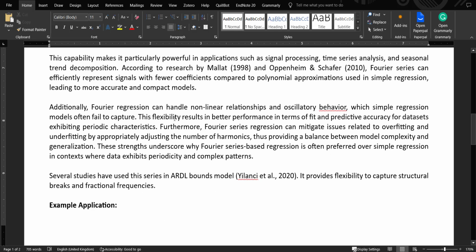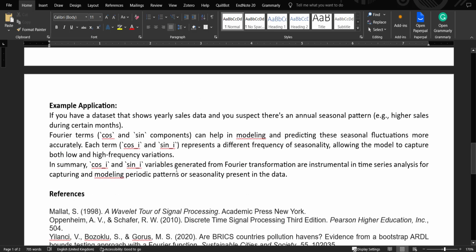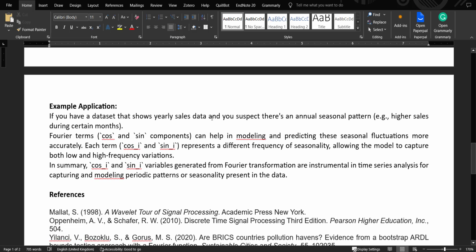So Fourier transformation can handle nonlinear relationships and oscillatory behavior, which OLS does not capture, as it assumes that the relationships are linear. Other advantages: it can capture periodicity. There are a few studies that I found. I only cited one that has used it in the ARDL model, and they stated that it can capture structural breaks and fractional frequencies.